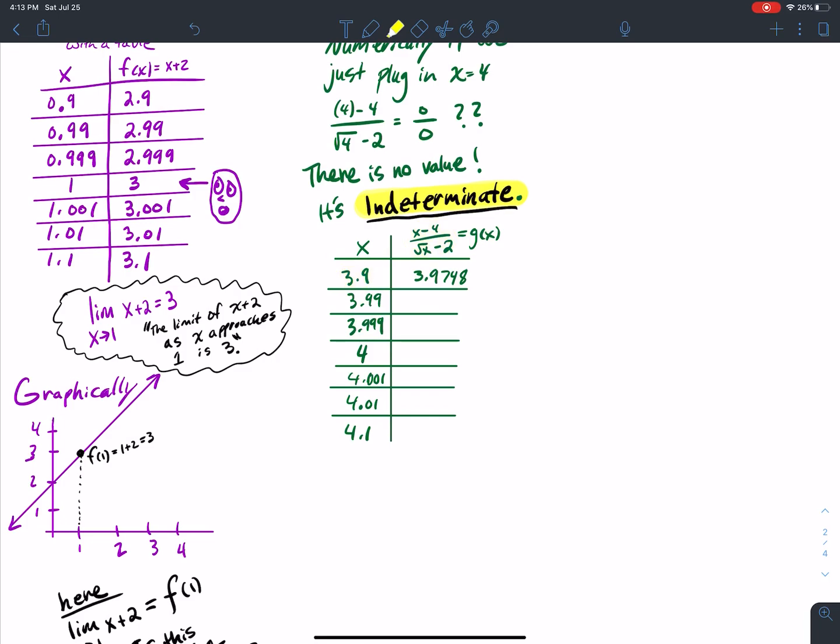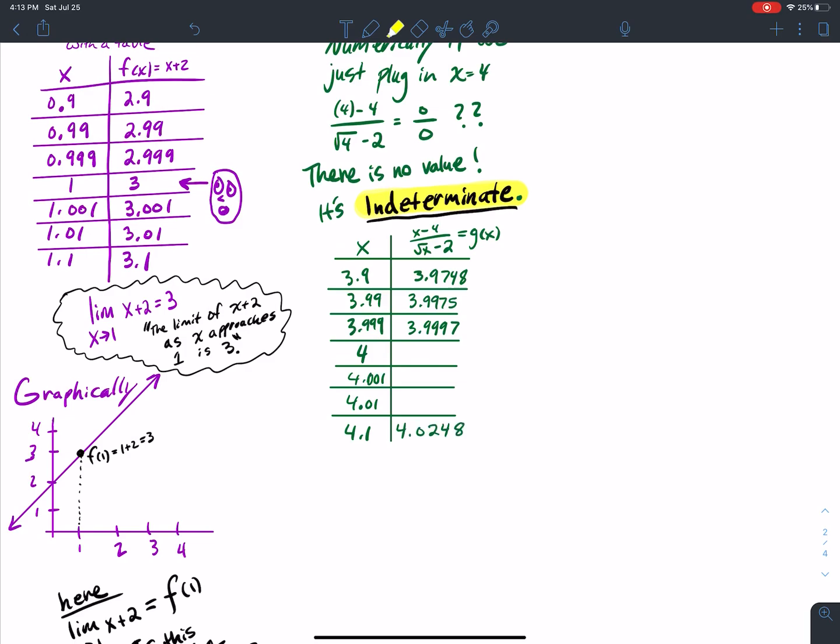I get 3.9748. When I plug in 3.99, I get this, which looks like it's a little bit closer to 4. I plug in 3.999. It looks like it's almost 3.999. Man, that's pretty cool, right? Maybe. I don't know. Okay.